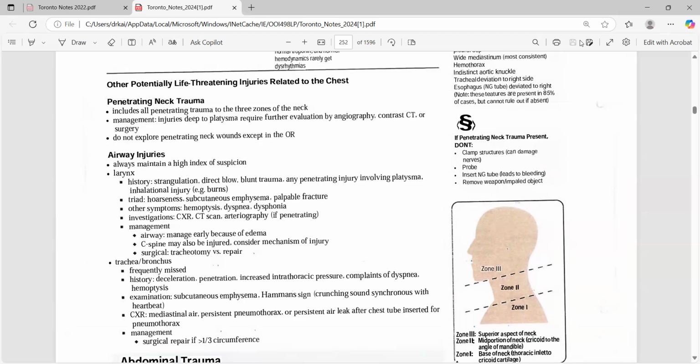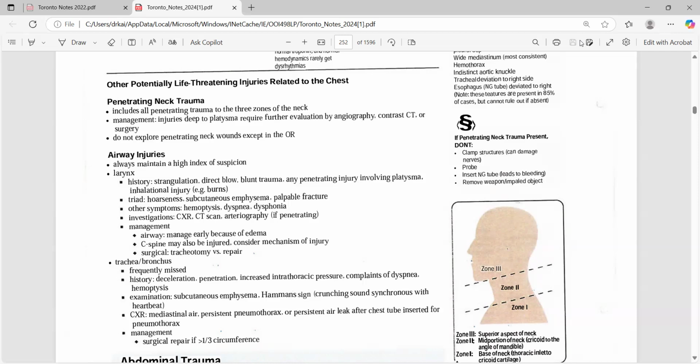If penetrating neck trauma is present, don't clamp the structures, don't probe, don't insert the NG tube. Remove or don't remove the weapons. Do not explore the penetrating neck until the patient is in the operating room. Then airway injuries: always maintain a high index of suspicion that there is a problem going on. That's why you always have to check for the larynx and the trachea.